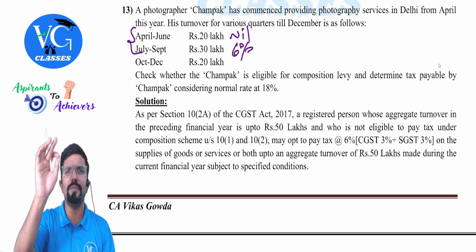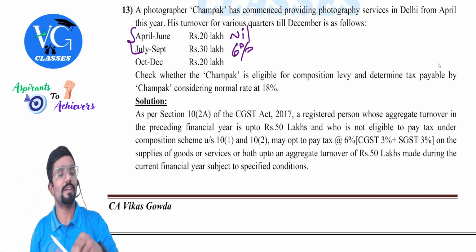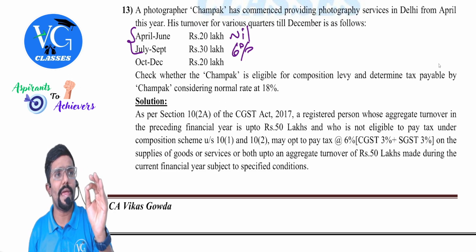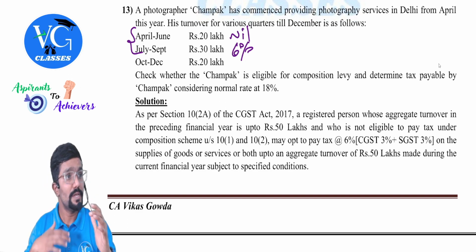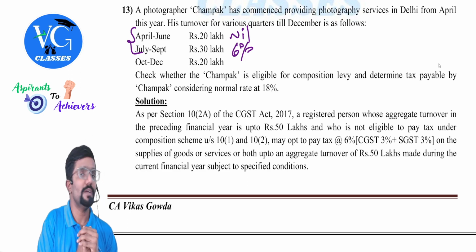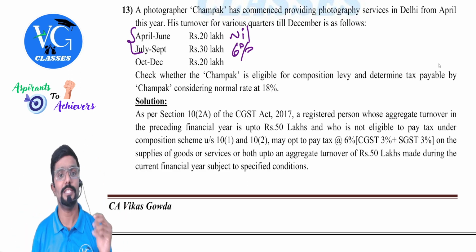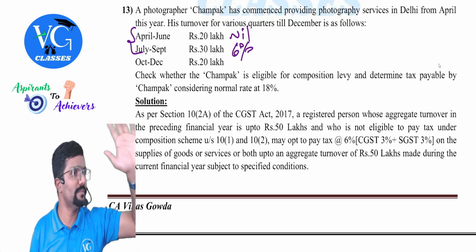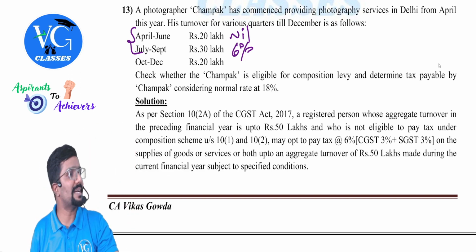Correct, Ramesh? Ramesh, no urgency in life. First we should understand, then we should take down. Listen, I repeat. 10(2A) is eligible only for you providing services if your turnover is up to 50 lakh. If you cross 50 lakh, not eligible. So in the October to December quarter, can you continue with composition scheme? No. What should you do? Pay tax at normal rate.